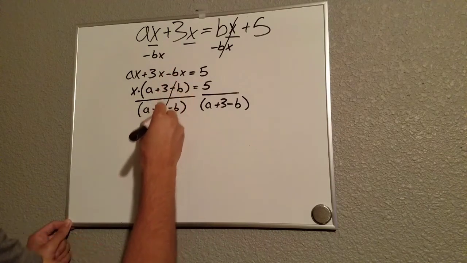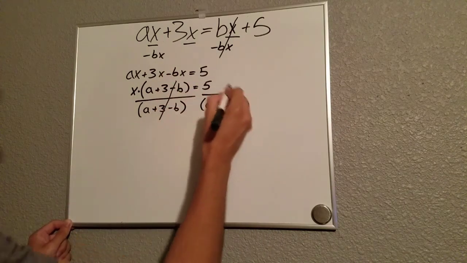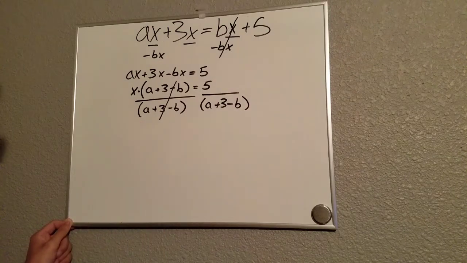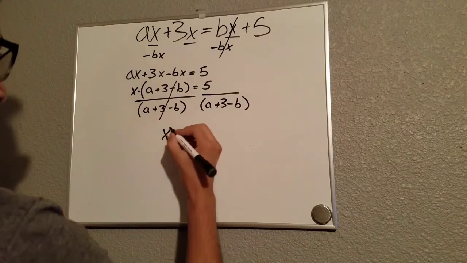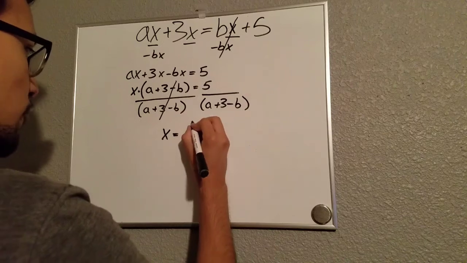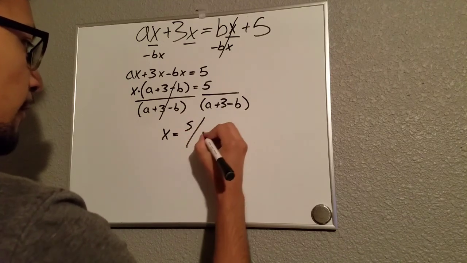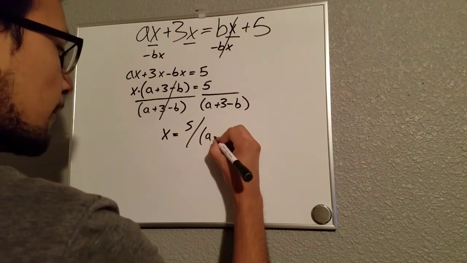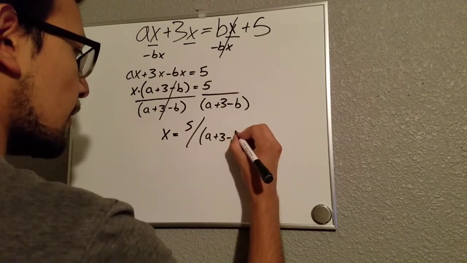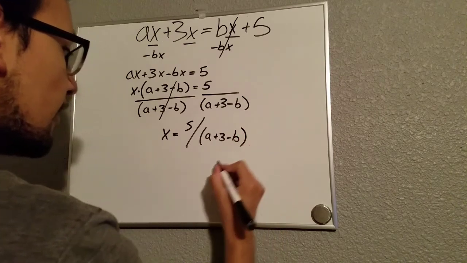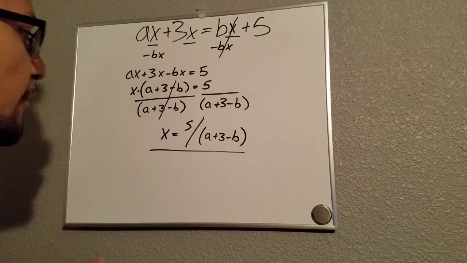That way, this cancels, this stays together. So in the end, I have that x equals 5 over 8 plus 3 minus b. And that would be your final answer.